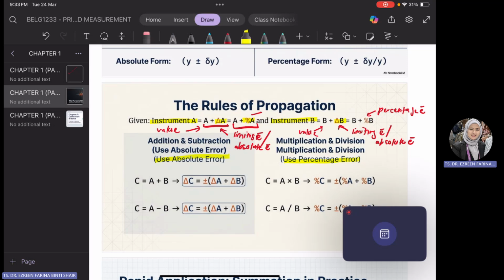Now let's go back to addition and subtraction. For example, if you have C equals A plus B, your absolute error or limiting error will become plus minus delta A plus delta B. And if you have C equals A minus B, then your limiting error or absolute error delta C will become plus minus delta A plus delta B. So for both of these, you need to add the limiting errors.